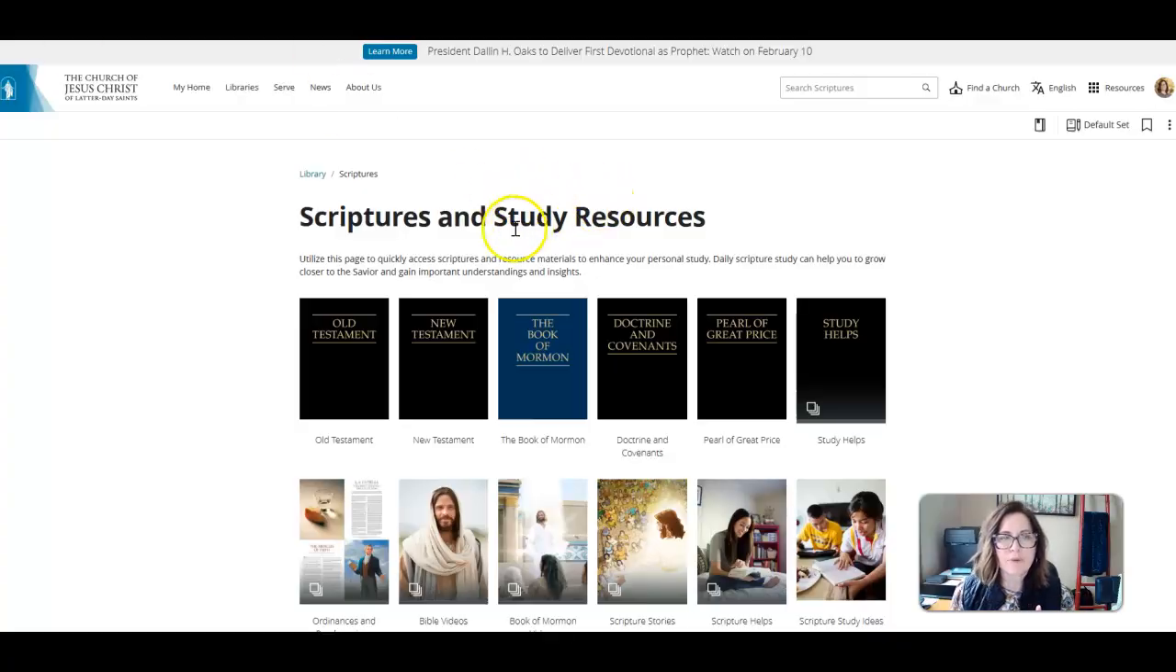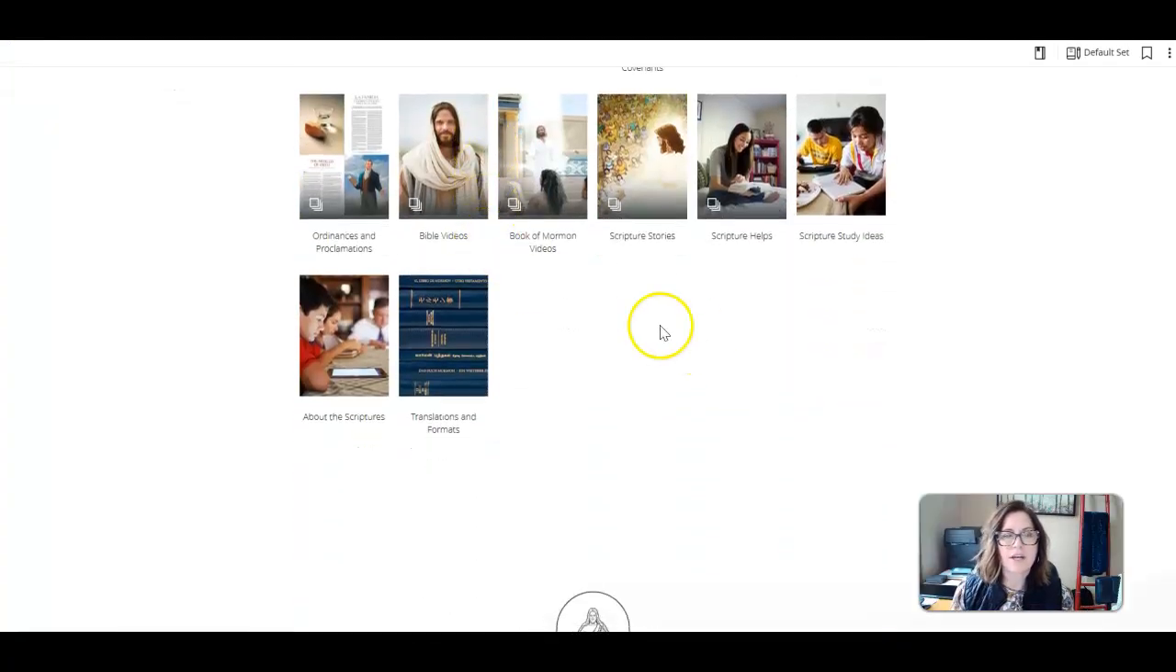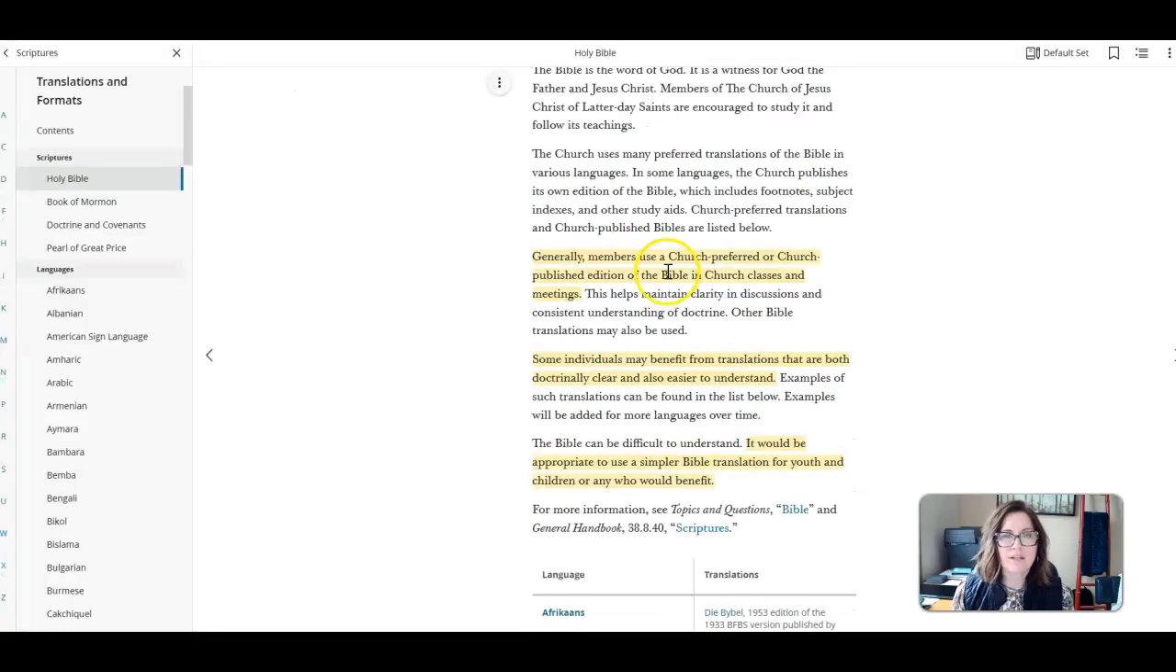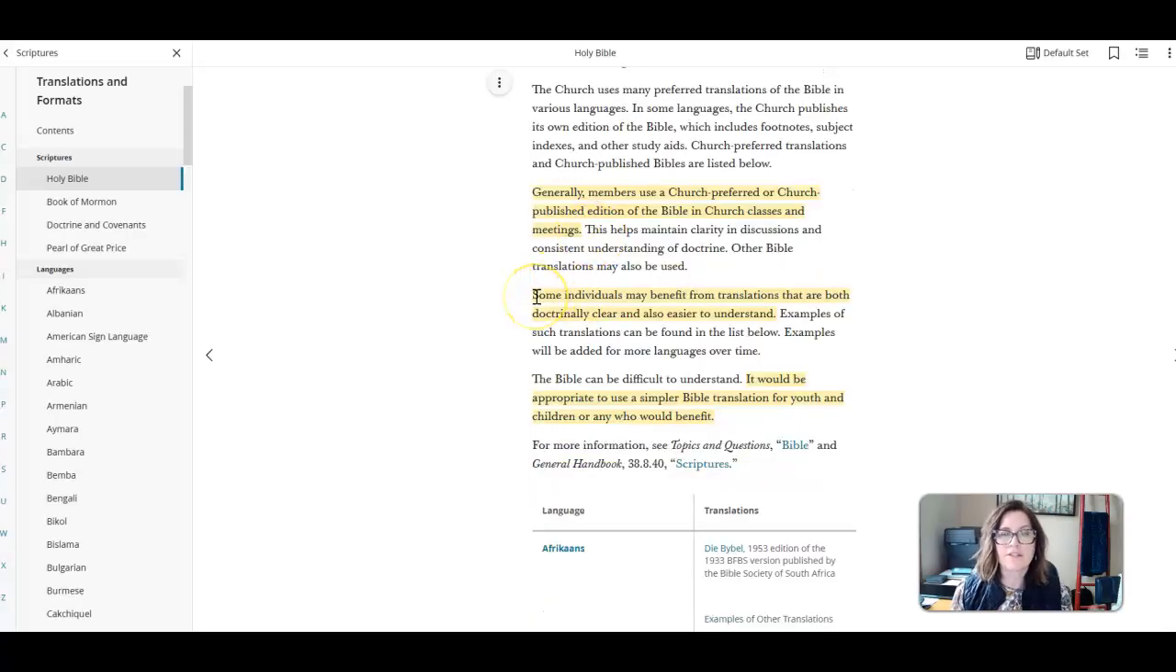First, go to Gospel Library and go to the Scriptures section and scroll down until you see translations and formats. And then let's go to the ones for the Holy Bible. Now, look at these sections that I've highlighted. Generally, members use a church preferred or church published edition of the Bible in church classes and meetings. Great, that's the King James Version when we're in English. Then, some individuals may benefit from translations that are both doctrinally clear and also easier to understand.